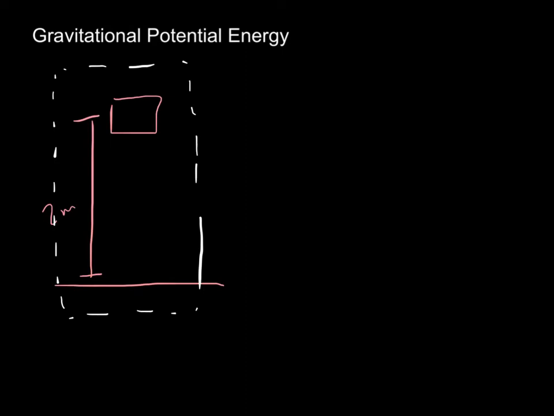Then we let go. Well, we know that as we hit the ground, we're going to have some velocity equal to something, and we could calculate that with some of our kinematic equations if we wanted to. So that means that down here it has some amount of kinetic energy. Well, where did that kinetic energy come from? Might be a good question.